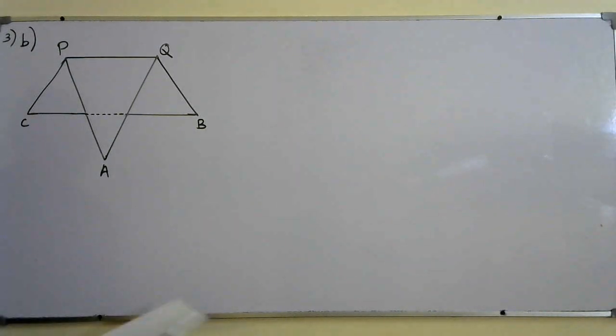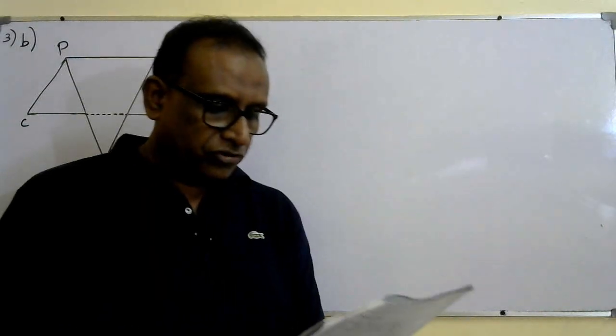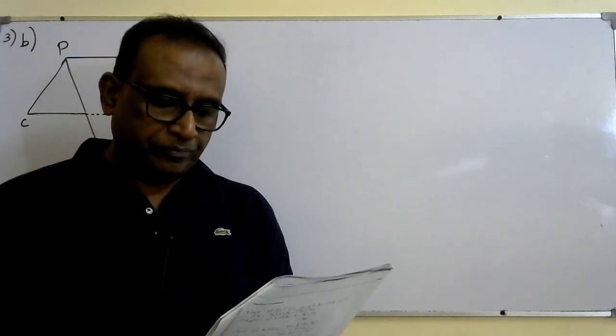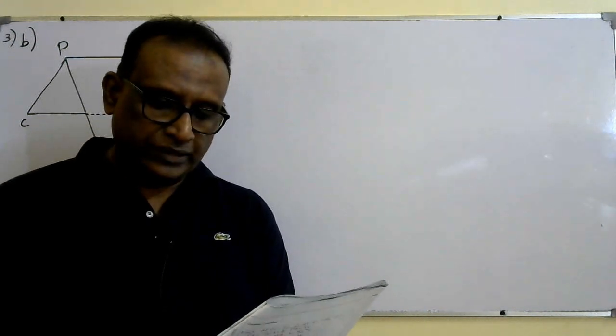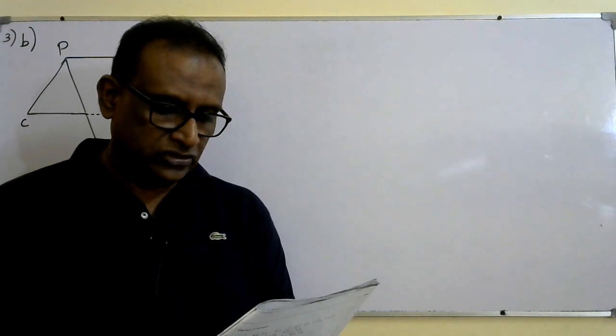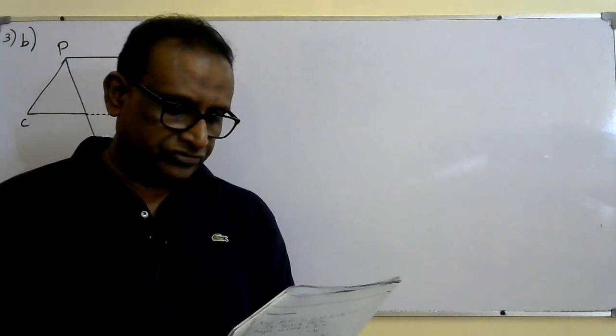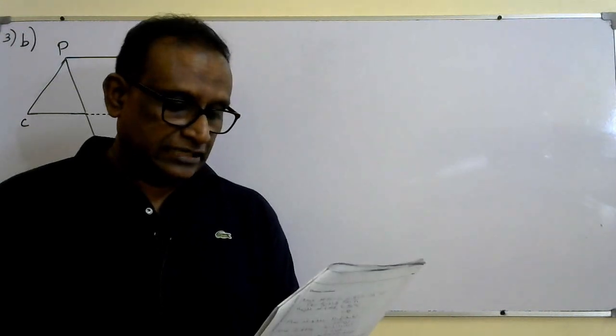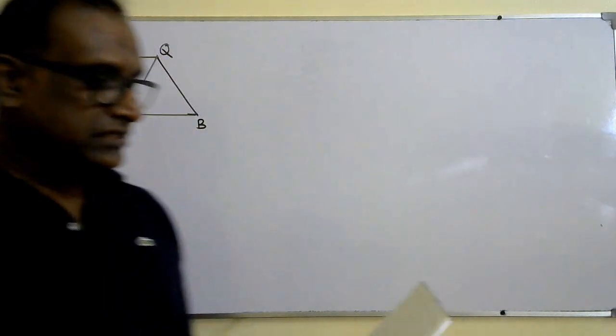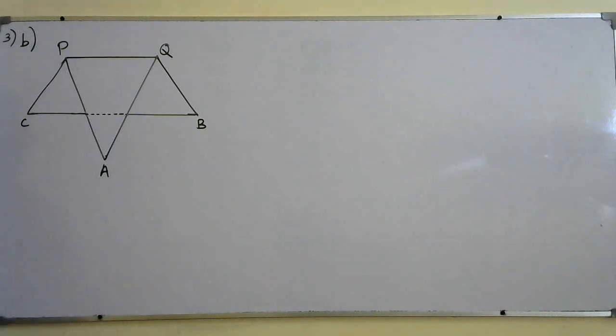Okay, question number 3, B part. The folded lamina is suspended from P and hangs freely in equilibrium with PQ at an angle alpha to the downward vertical. Given that tan alpha equals 64 over 81, find x in terms of y. Okay, that's the question. Find x in terms of y.